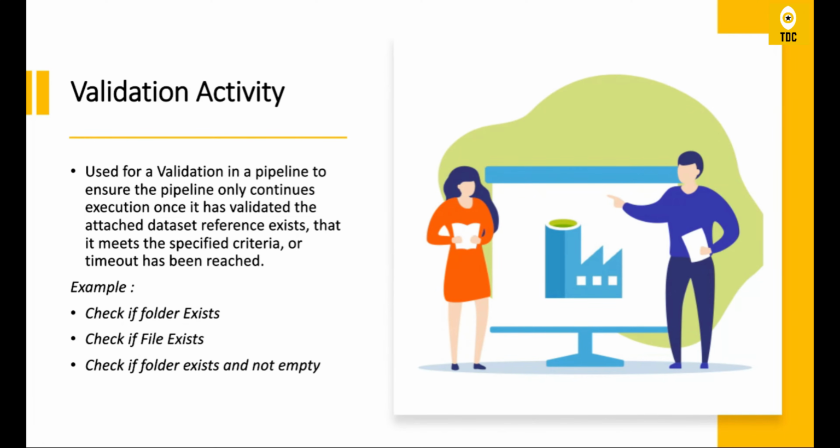And the most important thing here is that the pipeline will only continue to execute once it has validated. That means it is a checkpoint that you are creating. If this checkpoint is not cleared, that means you are looking for a prerequisite here. If your prerequisite is not satisfied, you will not proceed. So that is very clear. That's the reason in that scenario you will be using a validation activity.